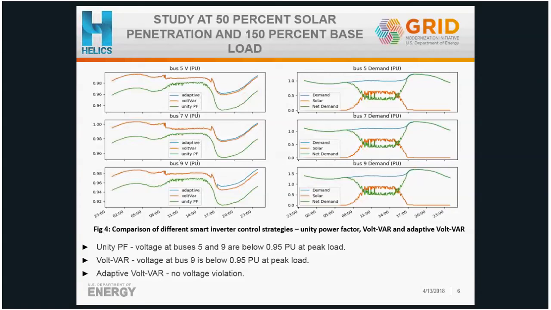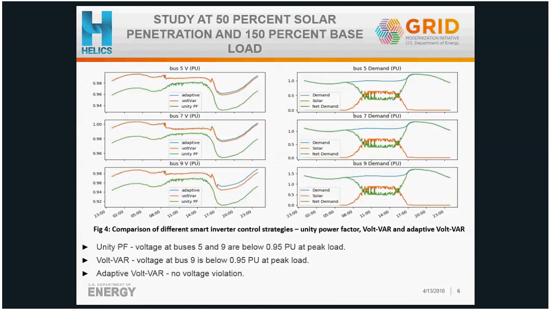What is interesting about this case is that the unity power factor, as you can see, has voltage violations at buses 5 and 9, and we define a voltage violation in this case as anything that goes below 0.95. If the voltage drops below 0.95, then there is a voltage violation. We want to control that and keep it within the band of 0.95 to 1.05. So when we applied the Volt-VAR control case with the fixed Volt-VAR curve, only bus number 9 had a voltage below 0.95 sometime during the simulation, right?